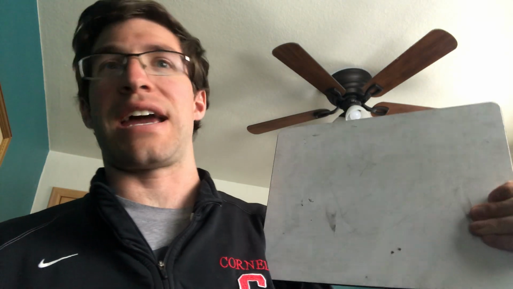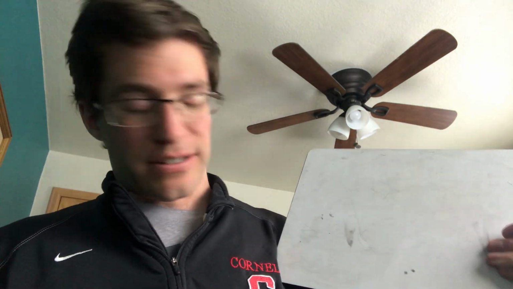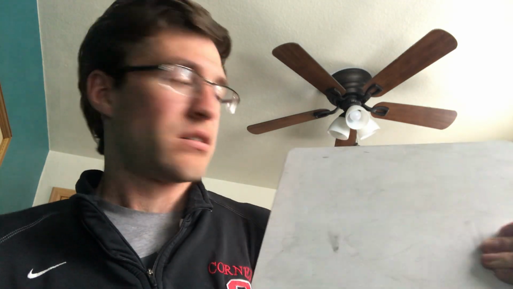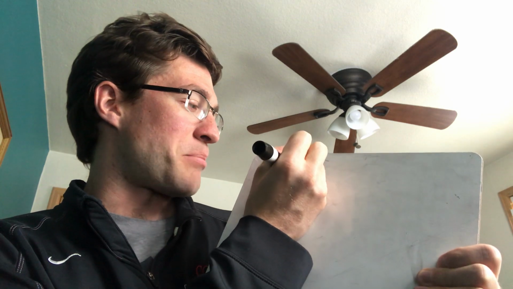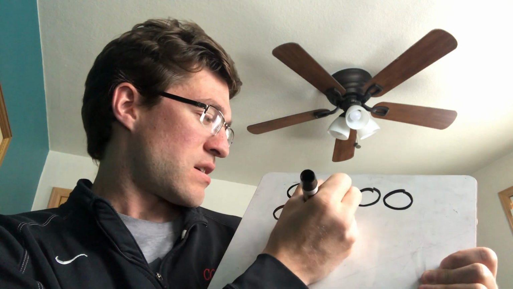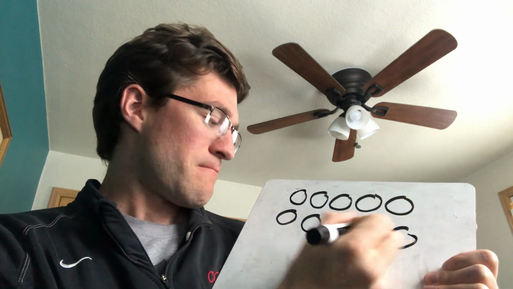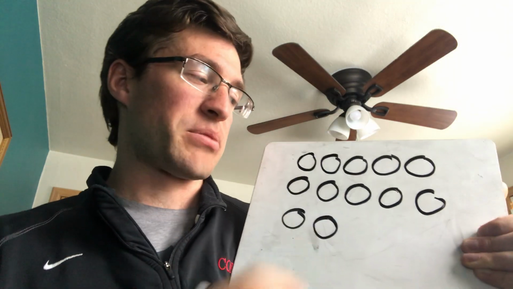So problem number 1 said, in the submarine kitchen, Sam found 12 apples. Sam ate 8 apples. How many apples were left? So, how many apples did Sam start with? 12. So we're going to draw 12 apples. 1, 2, 3, 4, 5, 6, 7, 8, 9, 10, 11, 12. So there's the 12 apples that Sam found.